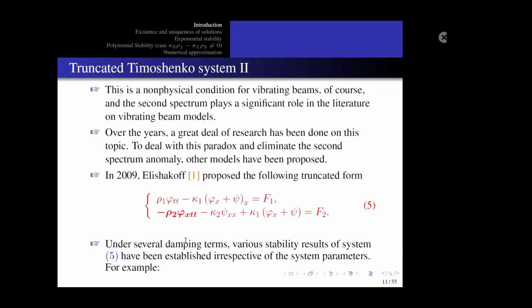Okay. So under several damping terms, various stability results of system 5, now this system 5, have been established irrespective of the system parameters. Let me give you some examples. So without putting any conditions on the parameters, for instance, kappa 1, rho 1, kappa 2, rho 2, without any condition, there are so many stability results, including the exponential results.